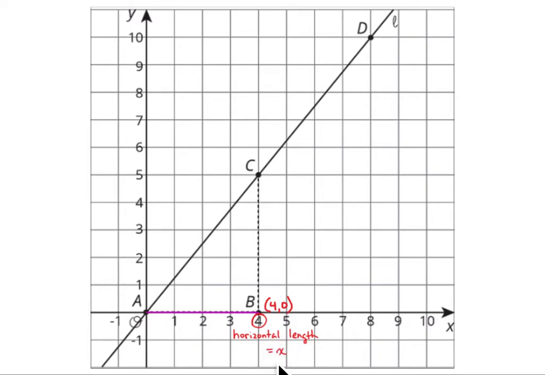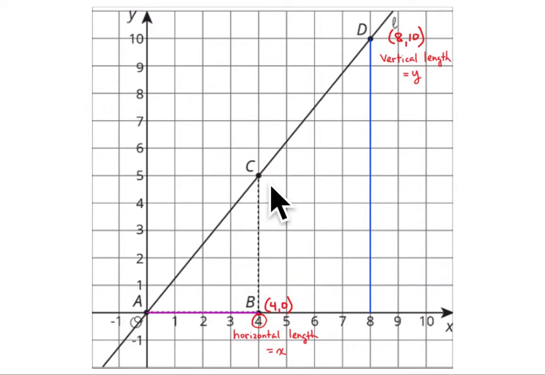The horizontal length is x because this slope triangle goes through 0, 0, so you don't have to move it at all. So the horizontal value is x, and the vertical length is the value of y. This vertical length here is 10 units. That is, the y-coordinate is 10. That also tells you that the vertical length is 10, because you don't have to move this triangle at all. It goes through 0, 0, so you can just take these coordinates to get the slope.